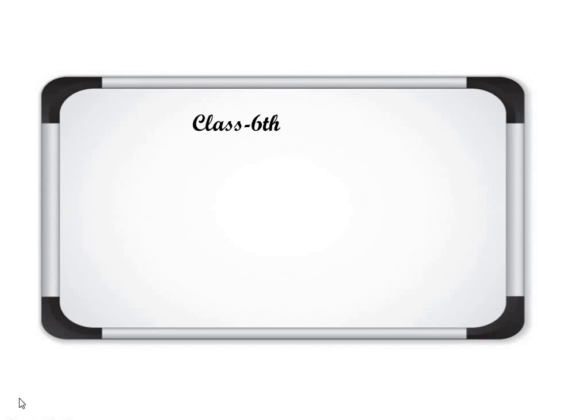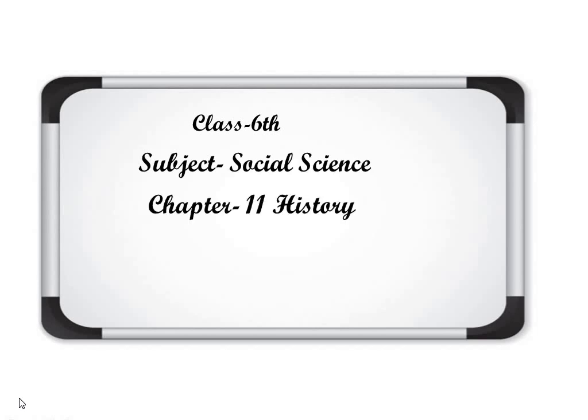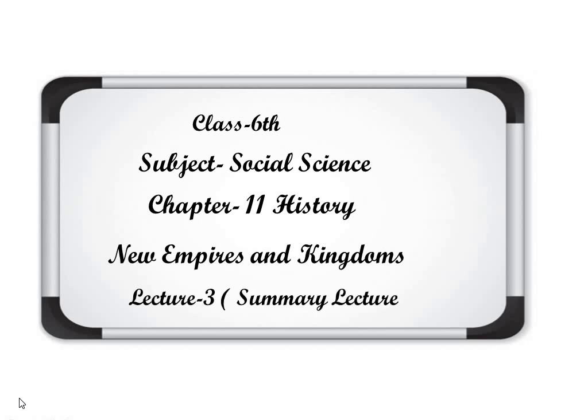This is class 6th, subject social science, chapter number 11 of history, and the name of the chapter is New Empires and Kingdoms. As we have already completed all the topics of this chapter, today it's going to be our summary lecture. It's lecture 3, our summary lecture of this chapter. So we are going to recapitulate all the topics covered in lecture number 1 and 2 of this chapter.